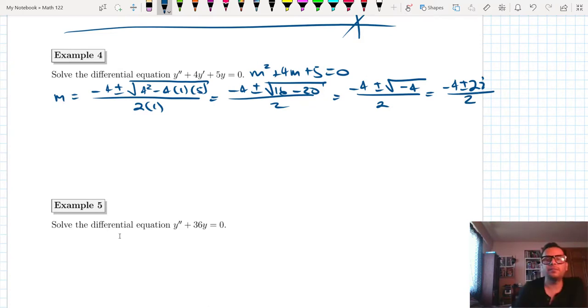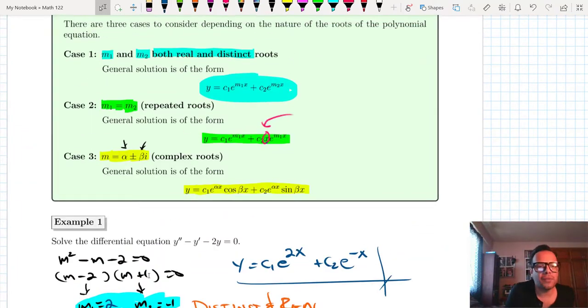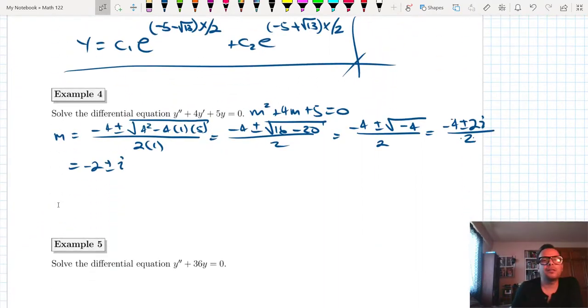And let's simplify these complex numbers. Negative 4 divided by 2 is negative 2, and 2 divided by 2 is plus or minus 1i. Okay, so in this case we have complex numbers. For complex numbers we need to identify what? Alpha, which is the real part of the complex number, and beta, which is the imaginary part. Okay, so in this case alpha equals negative 2 and beta equals 1.